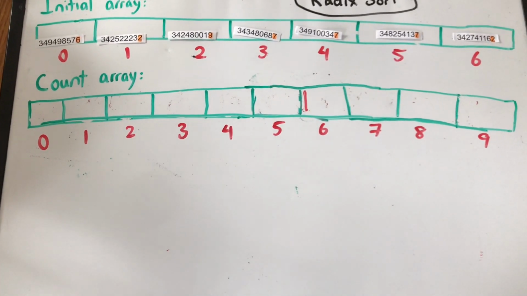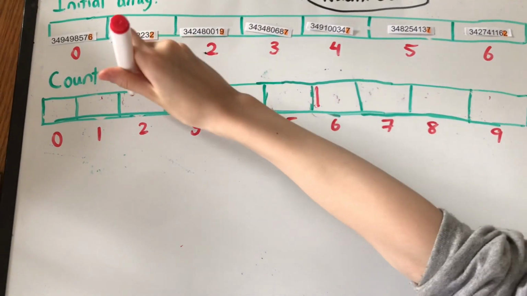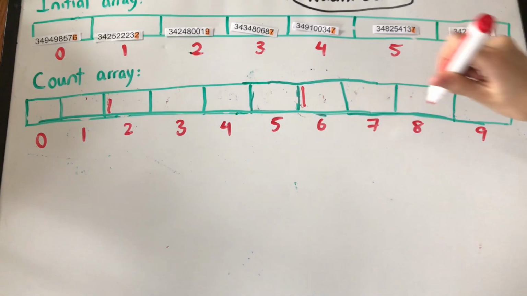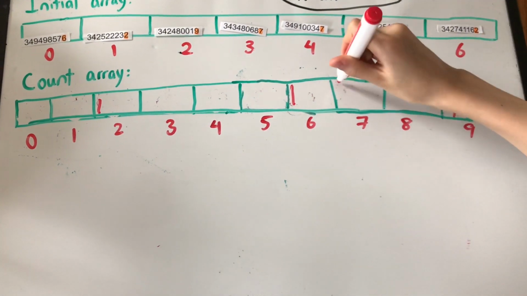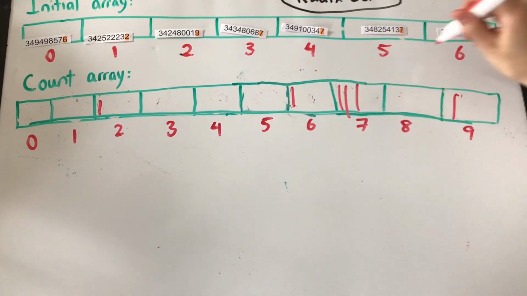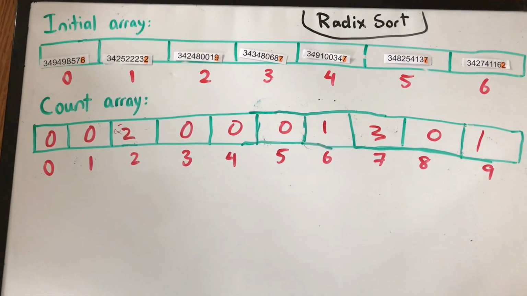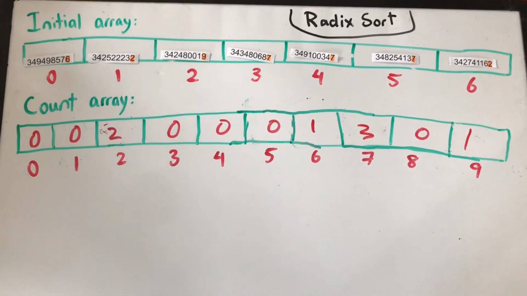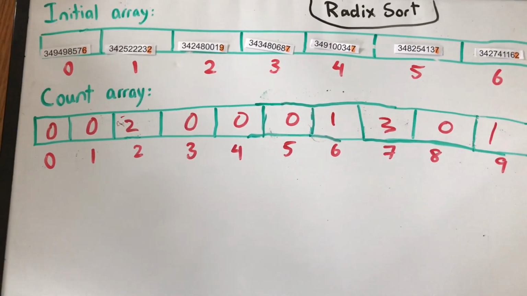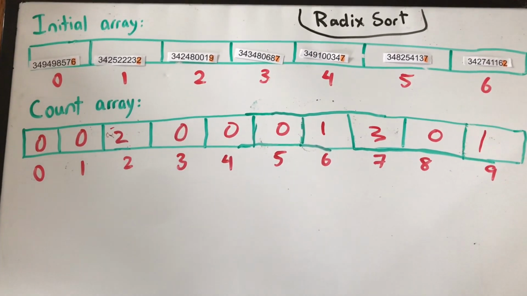Then for the first element, the units digit is 2. The second one's 9. The third one's 7. And there's 2 more 7s. And then there's a 2. Now, as you can see, I've converted those tallies into actual numbers. But now, I should actually explain what the count array really represents.